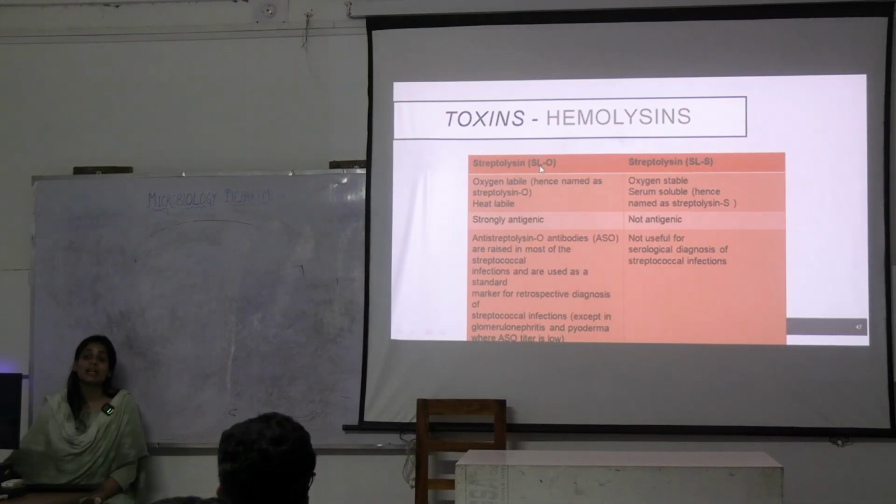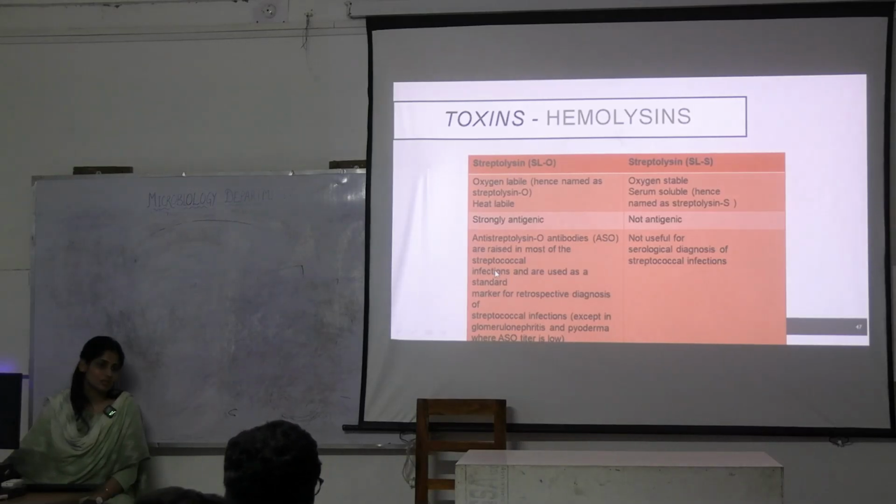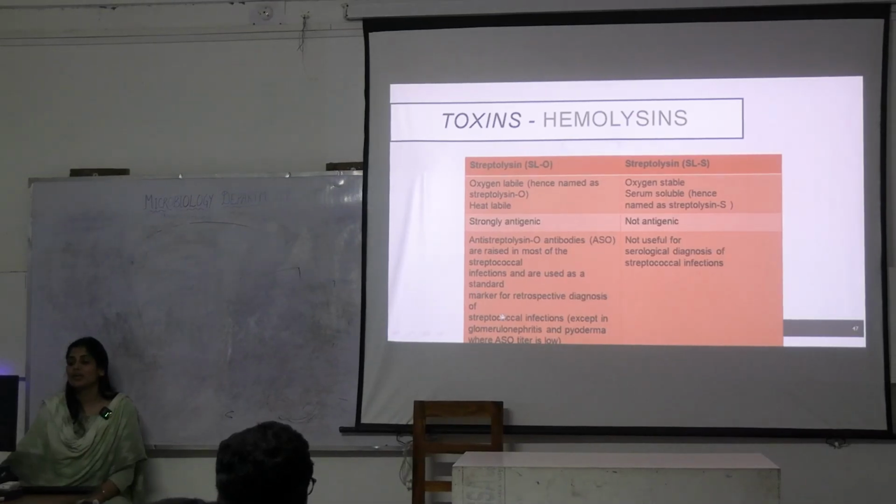Okay, you might have heard about ASO titer. Where does this term come from? In ASO titer, we are talking about anti-streptolysin O antibodies. We check that titer in the patients. So what is this antibody? This is against streptolysin O toxin, which is released by this bacterium. It is oxygen labile, heat labile. It is strongly antigenic and used as a standard marker for retrospective diagnosis of streptococcal infections. Okay. Why retrospective? What is the sequel of streptococcal infection?